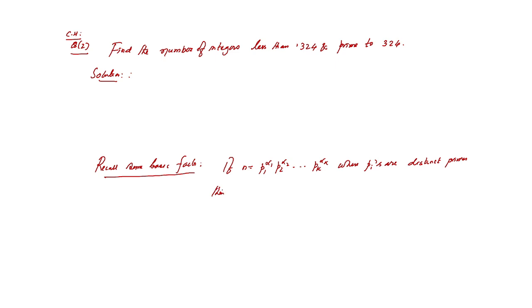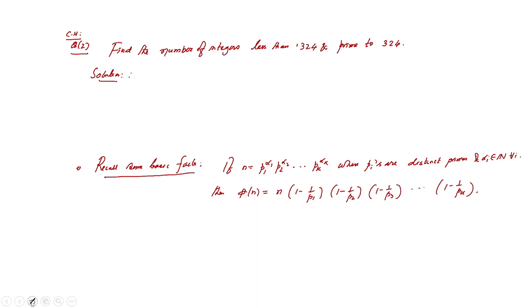Then, and all alpha i's are basically natural numbers for all i, phi of n equals n into 1 minus 1 by p1, 1 minus 1 by p2, 1 minus 1 by p3, up to 1 minus 1 by pk. By using this result, we can solve this problem.